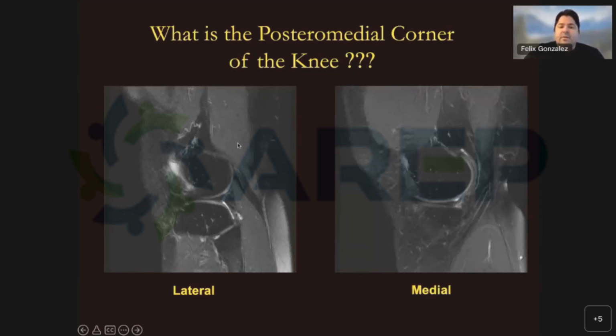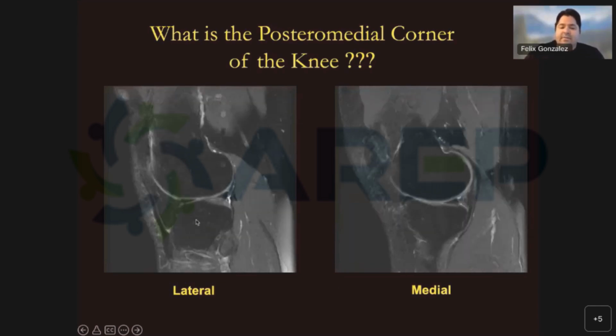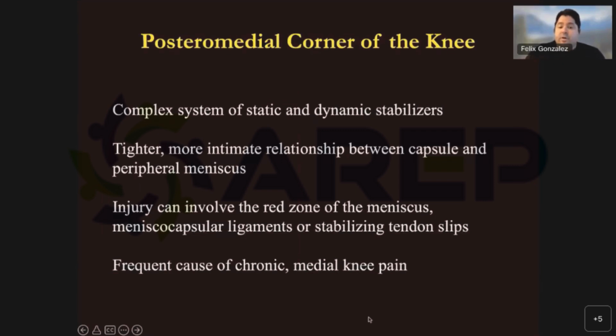All right. So moving on to a different concept, the posterior medial corner of the knee. This is sometimes referred to as the hidden or forgotten corner of the knee. Not a lot of people speak to it. A lot of people just focus on the posterior lateral corner of the knee and forget that there is a posterior medial corner of the knee, and it's highly relevant. So here's the lateral aspect of a knee on the sagittal T2 images, and the medial, used to show you the different anatomic configuration of those two compartments.